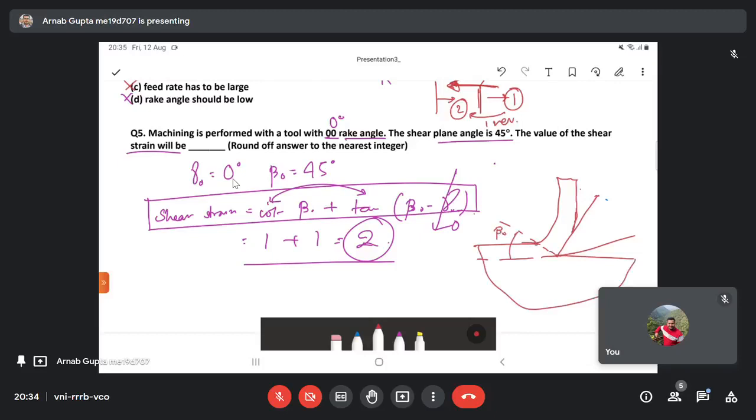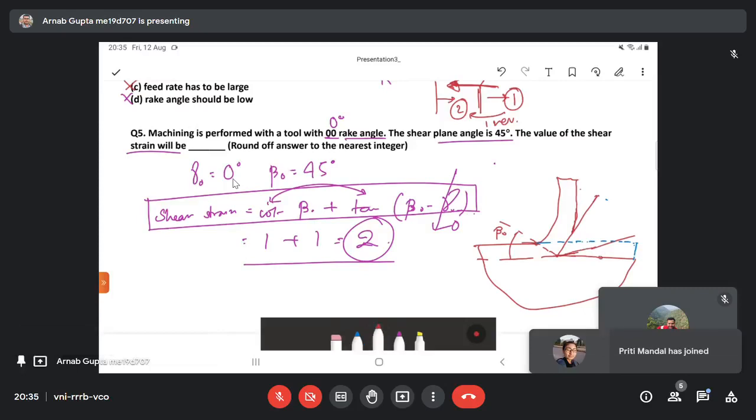Initially, if the machining had not occurred, then this would have been the actual surface of the workpiece, right? Due to the machining, what has happened is, suppose I mark a point here. This point has traveled up to here.